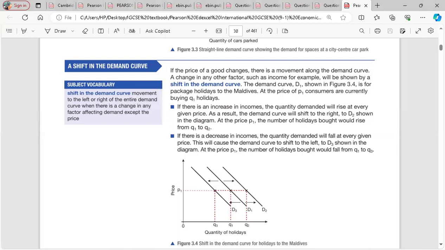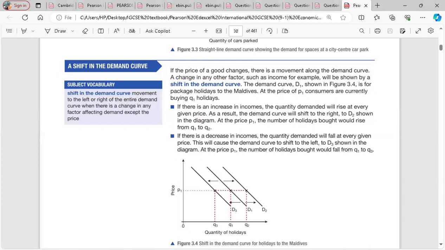Is it clear? Yes. So a shift in the demand curve will be as a result of changes in other factors that do not contain or affect price. It's a shift to the right or to the left. Movement is contracting and expanding. You get the difference here? Great. So here they say if the price of a good changes, there's a movement along the demand curve.